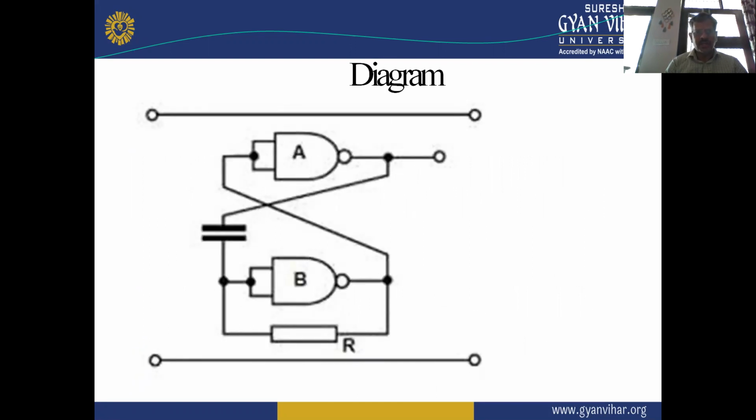So that is the circuit diagram of the multivibrator, in which we have two NAND gates, and the connection of the two NAND gates is as given in the circuit diagram shown in the figure.